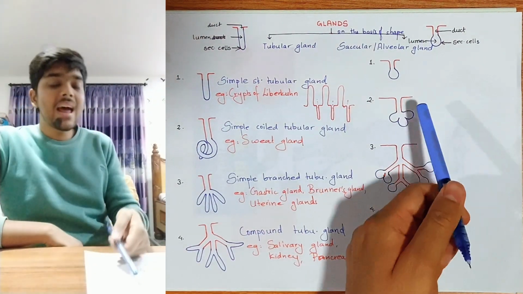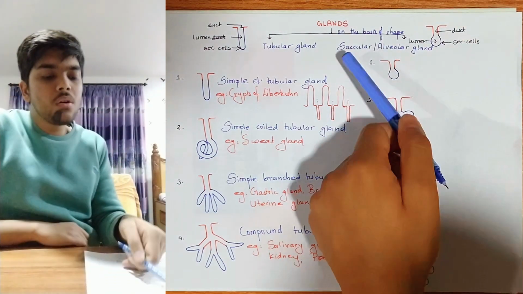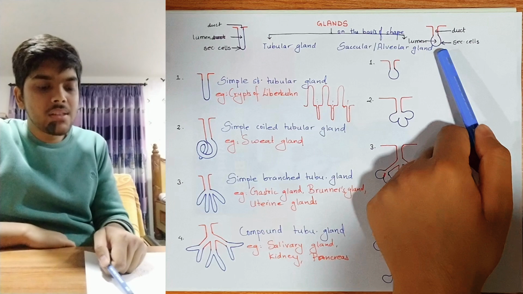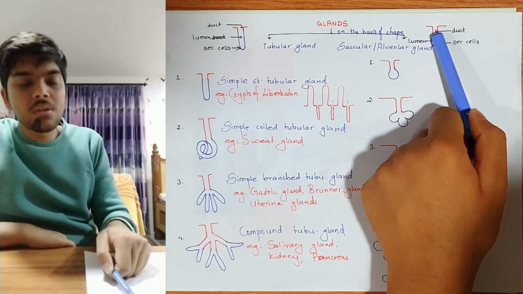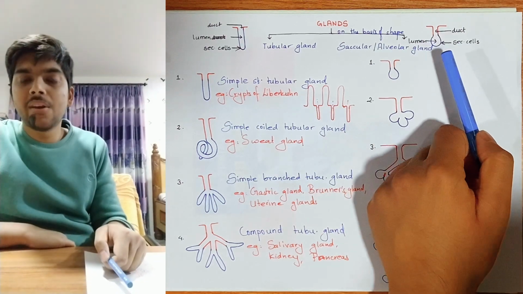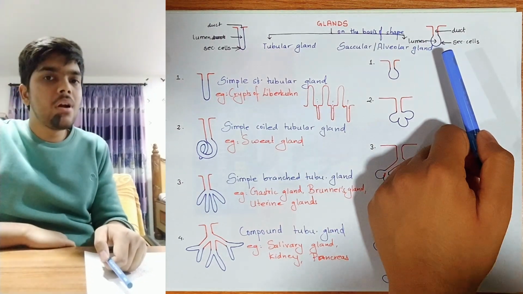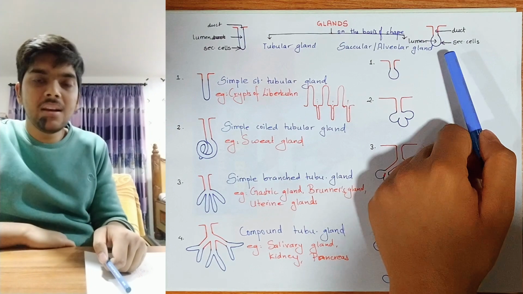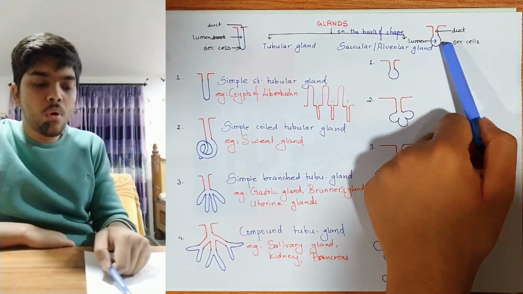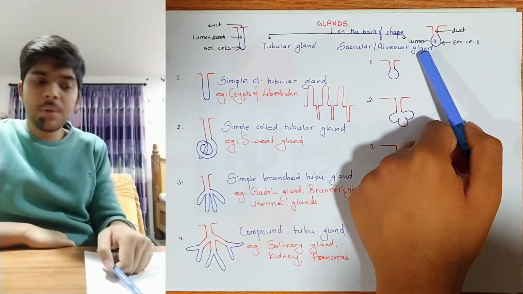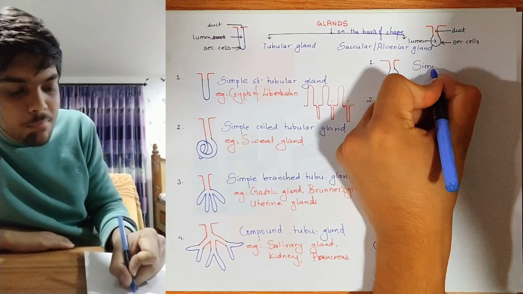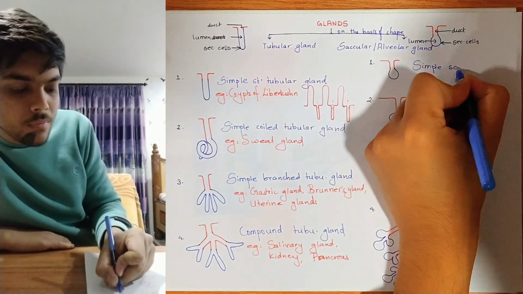Then, the second type on the basis of shape is your saccular or alveolar gland, where the gland is sac-like, as you can see right here. Here the red portion shows the duct. The blue portion shows the secretory region that consists of glandular epithelium or highly specialized secretory cells. And the inner free space where the secretion is poured by the secretory cells is a lumen. So number 1, you have simple saccular gland.